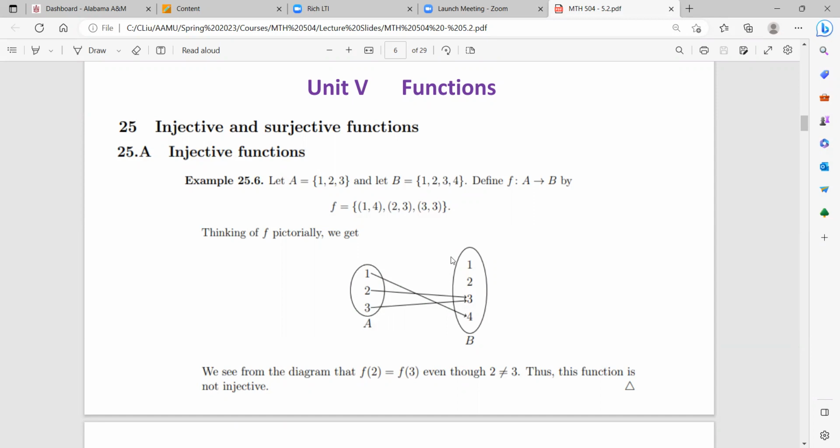And you can also draw the graph. You can easily see the number 3 in set B has 2 pre-images. All right. That's not injective.